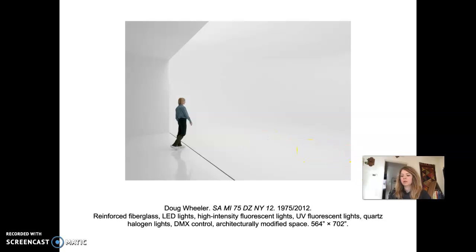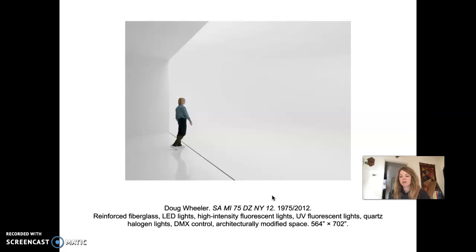So this piece by Doug Wheeler, I'm not going to go through the actual title of the piece. He just kind of made a random thing of numbers here. It's from 1975 to 2012. It's reinforced fiberglass with LED lights and high intensity fluorescent lights, UV fluorescence. So a bunch of different kinds of lights are used, and an architecturally modified space. So it's a fairly large space, 564 inches by 702 inches. And this is an installation piece.